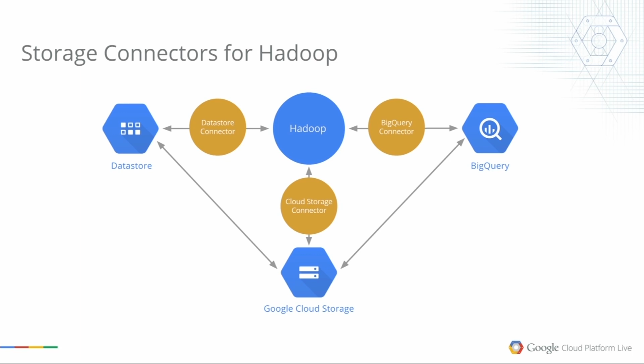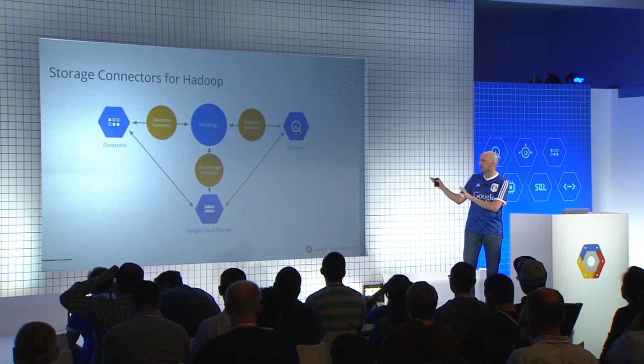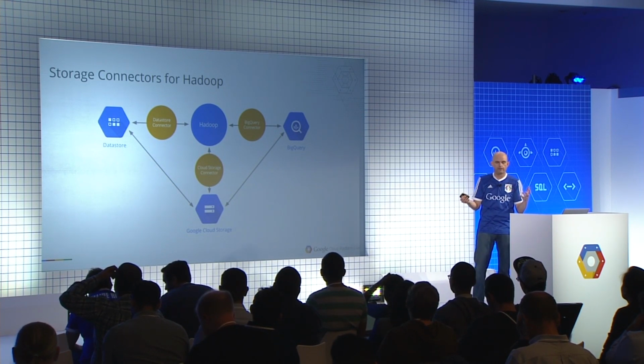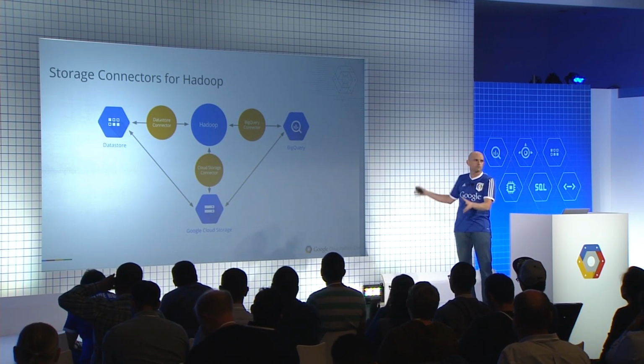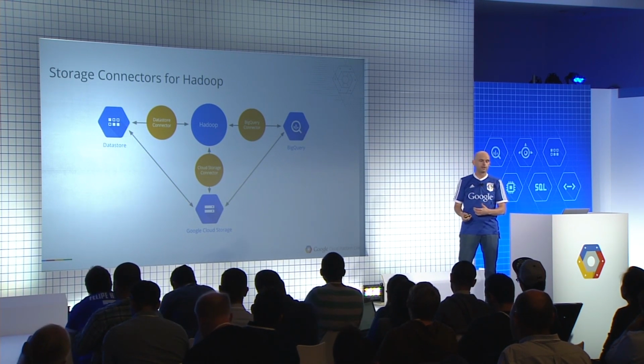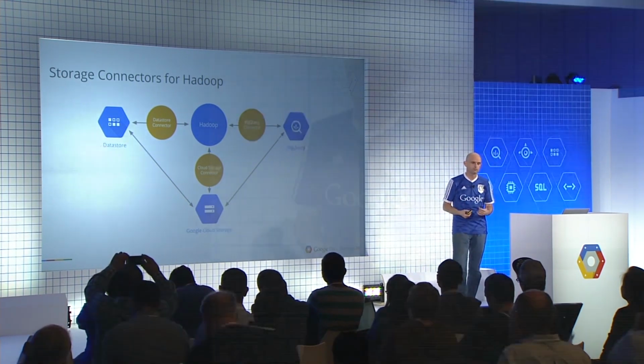HDFS is not just a file system implementation, but it's also an interface that all those buzzwords you saw on that previous slide use to talk to the data storage layer. So these connectors basically make our storage services look just like the native HDFS file system. So all of those buzzwords can read and write from our storage services just like they were reading and writing from the native HDFS file system. This is super powerful for two reasons.